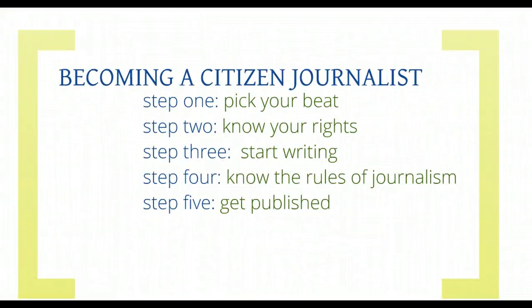So let's review what we've learned about becoming a citizen journalist. Step 1 is to pick your beat, like the City Council. Step 2 is to know your rights, like OPRA and the Sunshine Law. Step 3 is to start writing, and always remember your 5 W's, who, what, where, when, and why. Step 4 is to know the rules of journalism, like using a no-blame approach. Step 5 is to get published on a blog or hyperlocal news site. Now let's hear one citizen journalist's story.